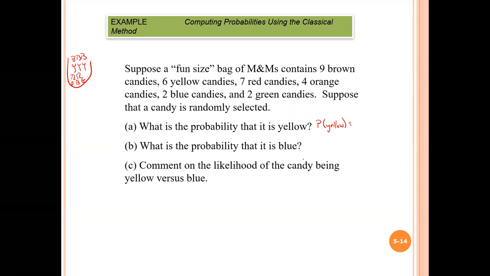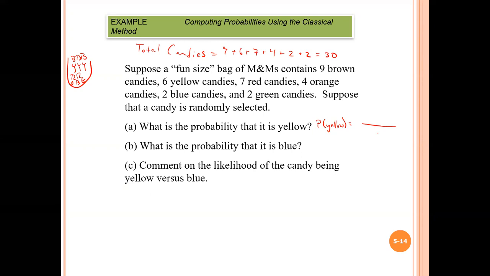Okay, Tora, you're exactly right. How did you get 6? Okay, so the first thing you need to do, right, Pablo has it here. First thing you need to do is add up how many total candies there are, right? So you would take the 9 plus the 6 plus the 7 plus the 4 plus the 2 plus the 2. I don't think I missed any, right? 15, 22, 26, 28. There are 30.